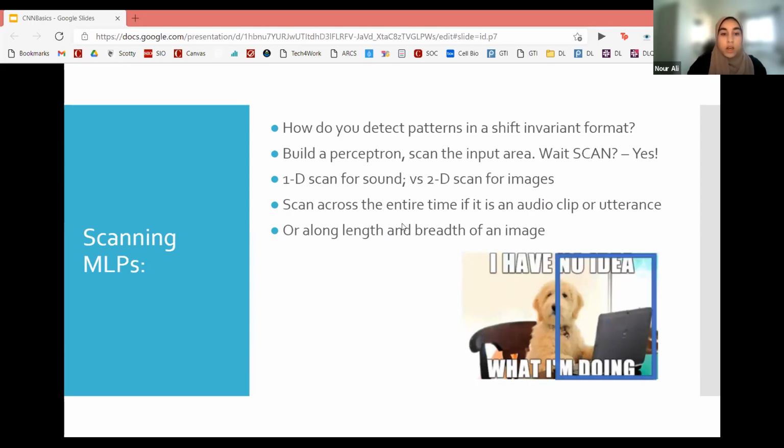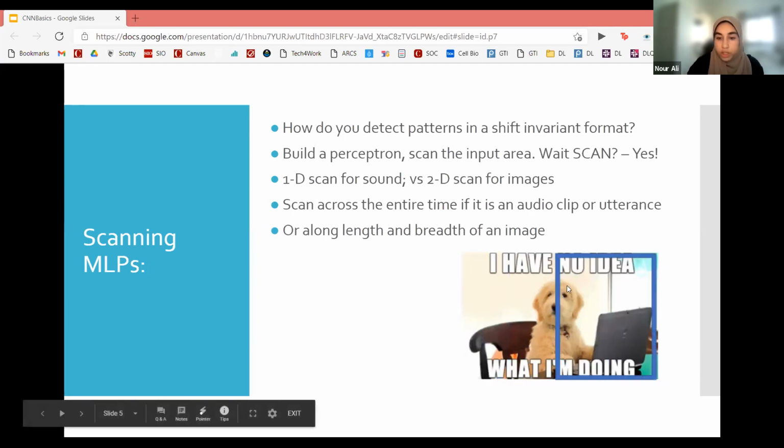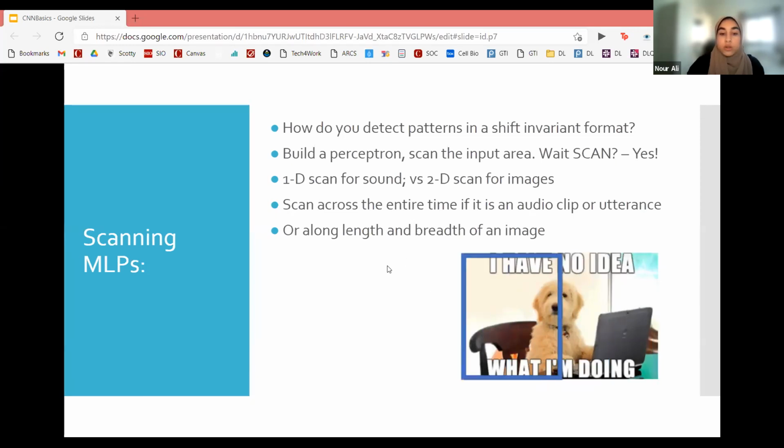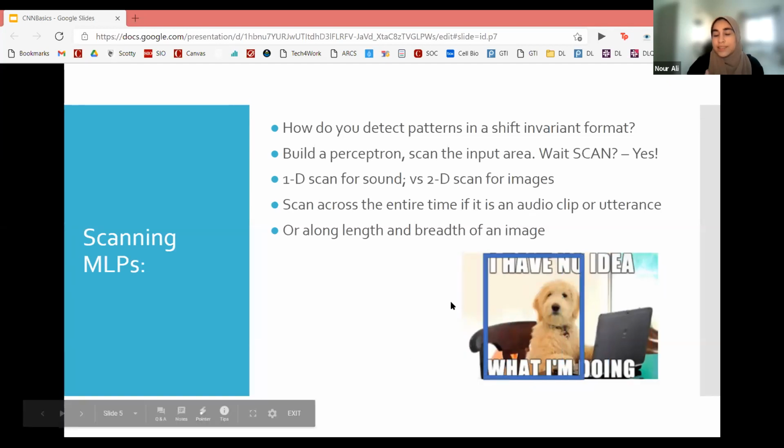So in an audio recording, the scan is going to be one-dimensional, while in an image, it's going to be two-dimensional. So it's going to go along the height and the width. We'll look at that more later as well. The idea here is that the MLP will produce an output for every window it scans. So it'll produce one when it's over here, and then another one, and so on. What we want to do next is we want to take a max over all of these outputs to know if a dog has appeared in any of these windows. And that's exactly what a CNN does.